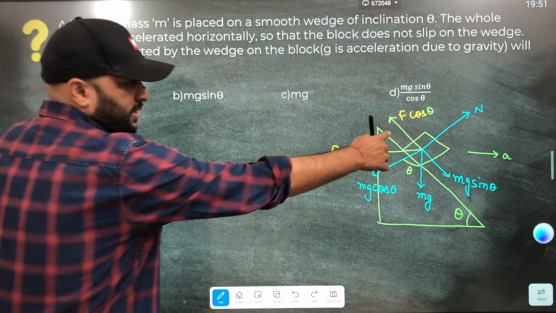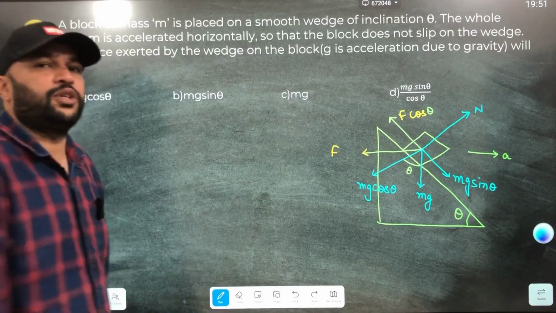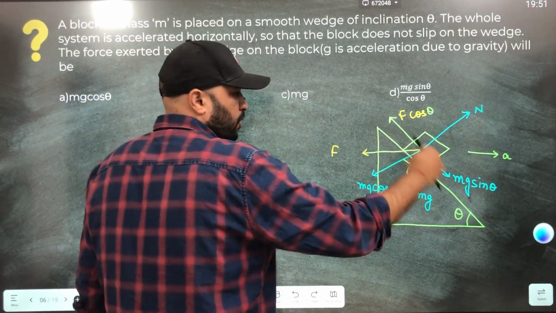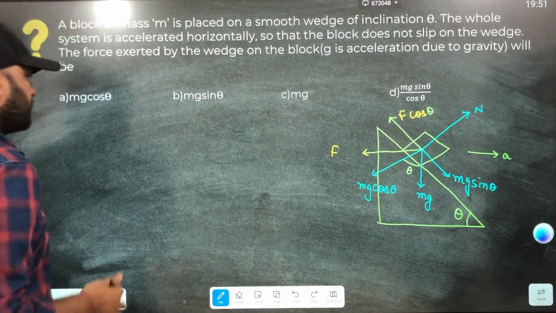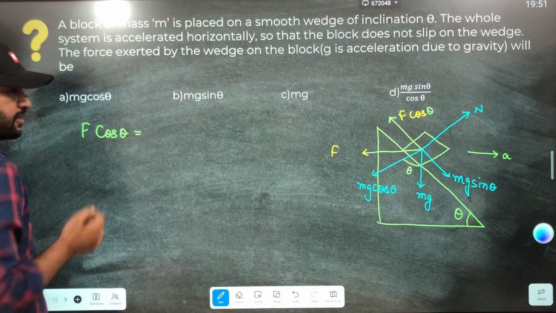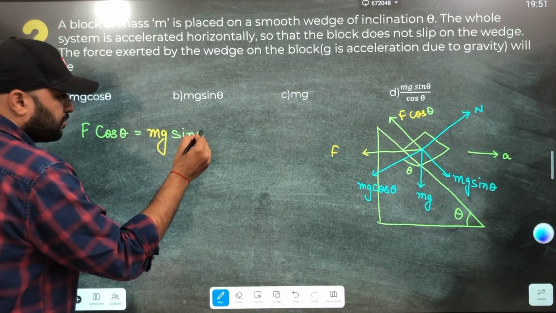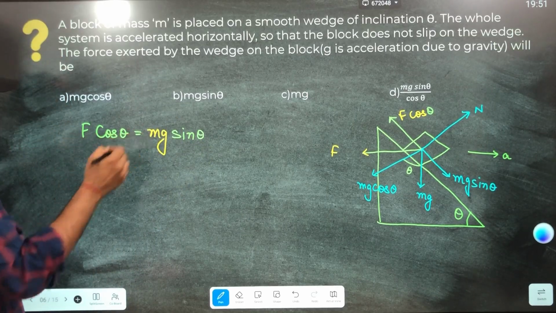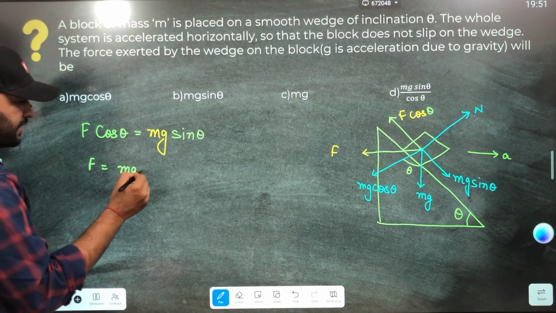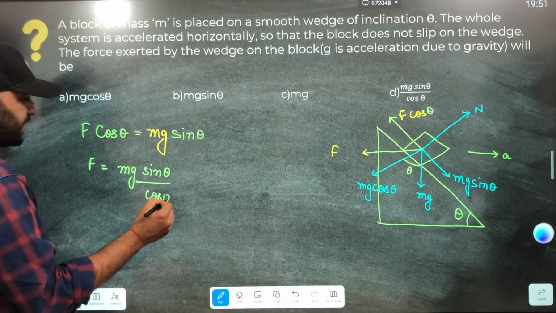Now, if we focus here on the FBD, we know that the normal reaction is equalizing mg cos theta, correct? If the normal reaction is equalizing mg cos theta, then what is equalizing this mg sin theta? F cos theta. So I'm just writing here F cos theta is equal to mg sin theta, correct? And if we take this cos theta to the other side, the force F will be equal to mg sin theta whole divided by cos theta, or you can say mg tan theta.